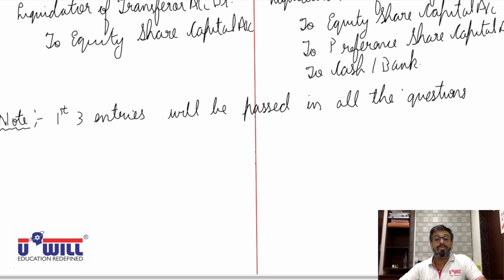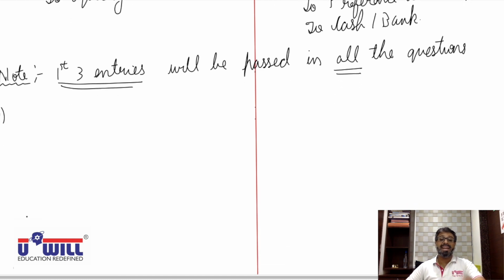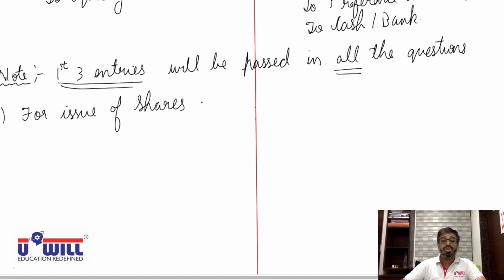Now the remaining entries we are looking at, 4, 5, 6, 7, are to be passed only if specific information is given. That's why I said the first three entries will be passed in all the questions, but the remaining four entries will be passed only if that information is given in the example. Which fourth entry? For issue of shares to the public.